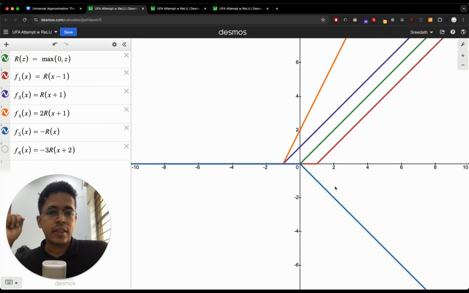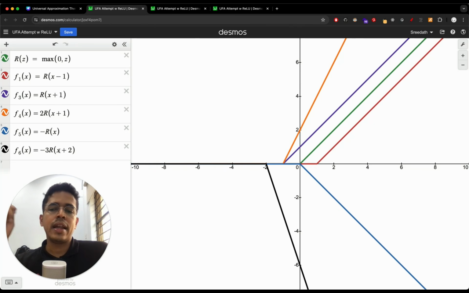And minus ReLU of x will be like a mirror image of that, where the x-axis will act as the mirror. So for all negative values of x, the value of this will be 0. For all positive values of x, the value of negative ReLU of x will be minus x. What about this? Minus 3 times ReLU of x plus 2.